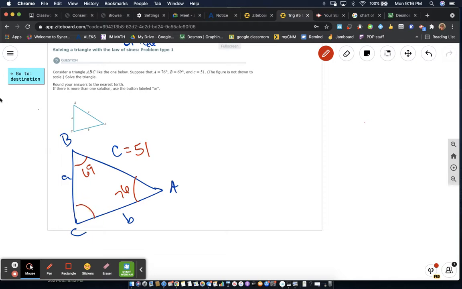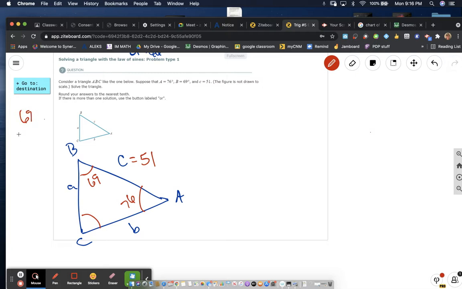Okay, 69 plus 76 is 145. 180 minus 145 is 35 degrees. So we found it, 35 degrees. This is obviously not drawn to scale. This looks like it's the biggest angle and it's the smallest one. But these all add up to 180.